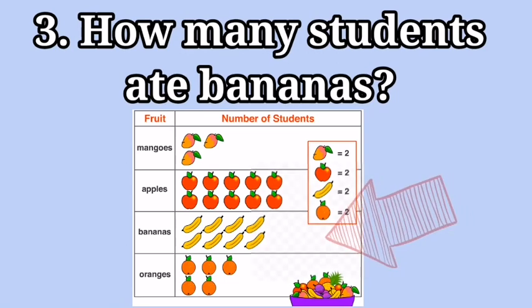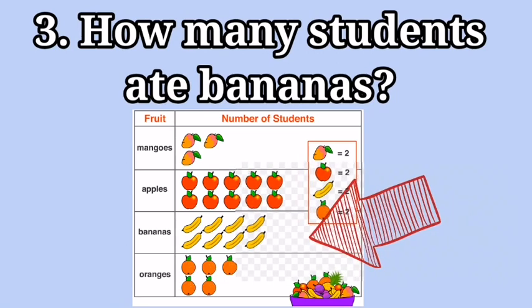How many students ate bananas? Look at the picture of bananas. Let's count how many bananas are there. 1, 2, 3, 4, 5, 6, 7, 8. There are 8 bananas, but each picture of banana is equal to 2 students. So let's skip count by 2. 2, 4, 6, 8, 10, 12, 14, 16. So there are 16 students who ate bananas.